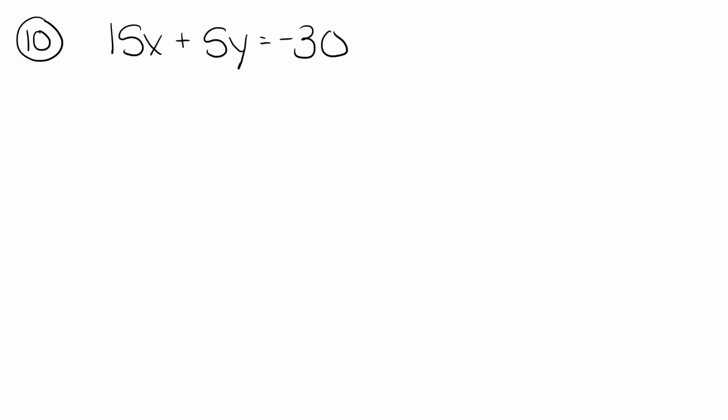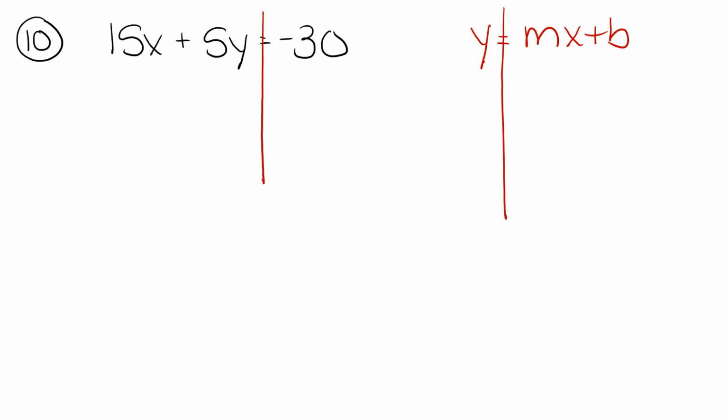For number 10, we have the equation 15x plus 5y equals negative 30. We want to rewrite it into slope-intercept form, which is y equals mx plus b. Remember, y needs to be completely by itself on the left-hand side, mx in the middle, and the plus b at the end. For our equation, we need to start by moving the 15x to the other side because it's in the wrong location. It's in the front. We want to move it to the middle.